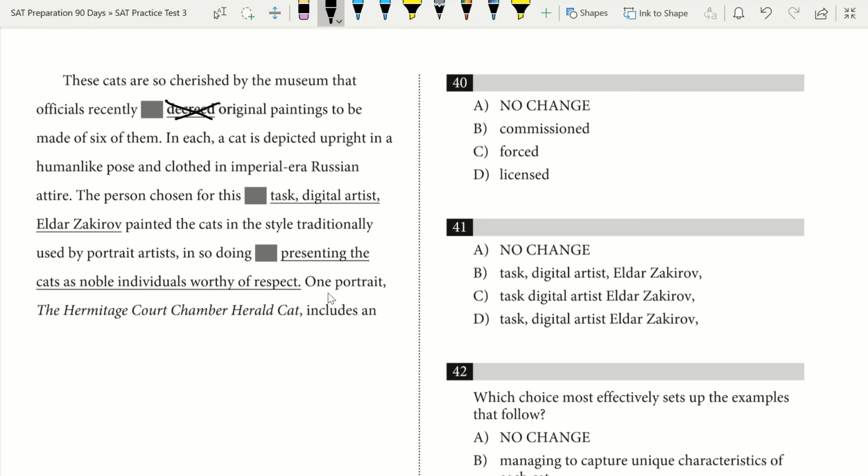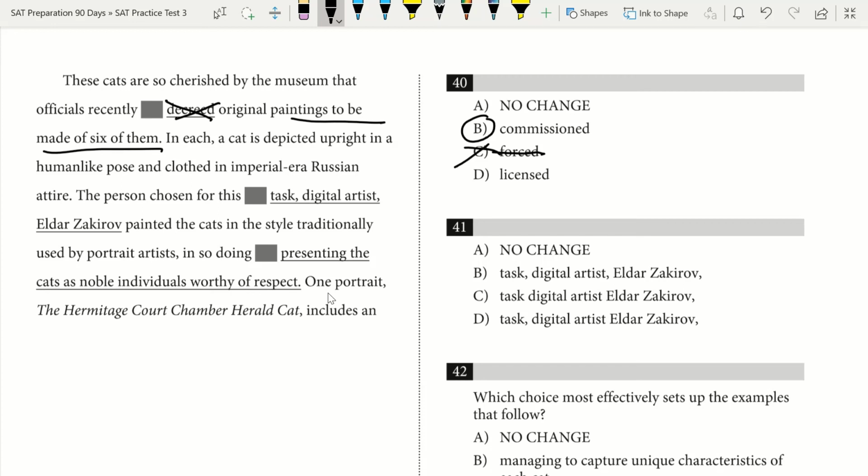No, we don't decree original paintings, we commission them, okay? We commission paintings to be made. We don't decree them. Decree would be like a law that is put in place by a king. We don't force them to be made either. We're not making people do them by force, so that's not a good word there.